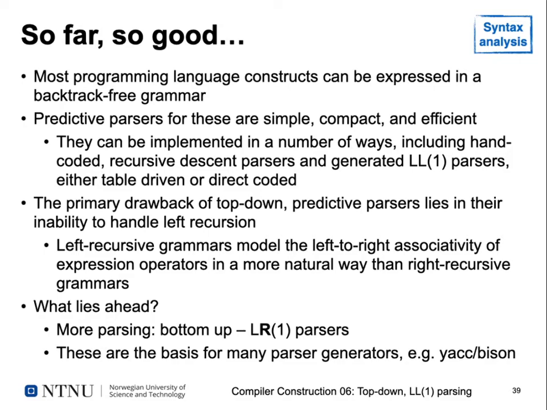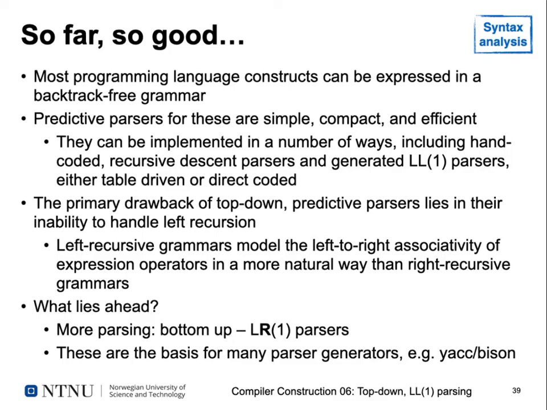So what we know is that we can express most of our programming language constructs. We've seen if and while loops, for example, in such a backtrack-free grammar. So we actually only need a bit of look ahead, and then we can decide just using the table how to proceed. And these predictive parsers we can generate or write are simple, compact and efficient. We can implement them in a number of ways. We can use hand-coded recursive descent parsers, or we can use actually the same approach, just having it generated as an LL1 parser. We can have this LL1 parser table-driven, or we can even build a direct-coded LL1 parser.